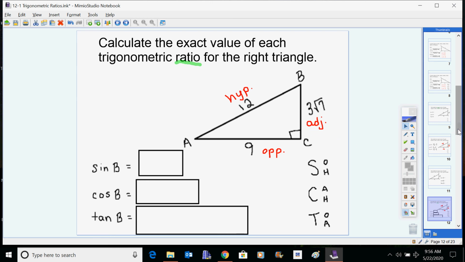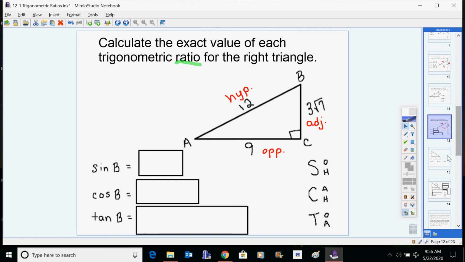So please write down that your next keyword is ratio. Okay, so your next keyword is ratio. So here we have our sine of B being opposite over hypotenuse. Opposite is 9, hypotenuse is 12. That can be reduced to 3/4. Easy breezy. Cosine of B is adjacent over hypotenuse. The adjacent side for B is 3 square root of 7, hypotenuse is 12. That can be reduced.